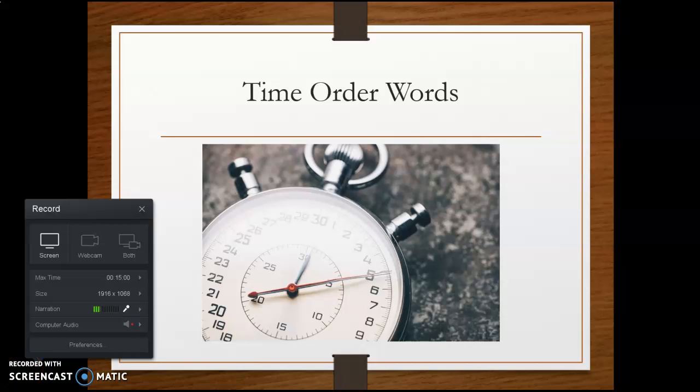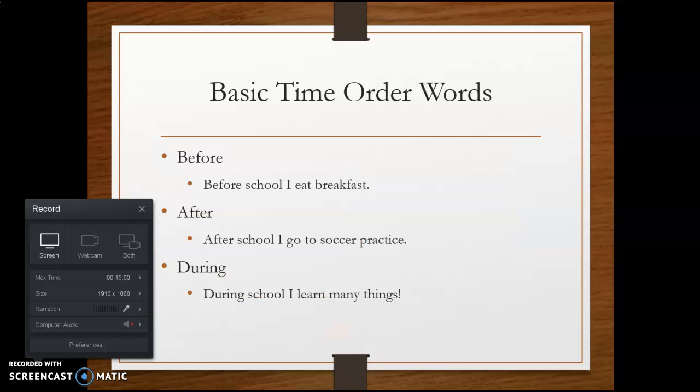Hello, this lesson is going to be about time order words. Time order words tell when something happened or place events in order, like first, second, third. Skip to page. Here we go. Our basic time order words are before, after, and during.